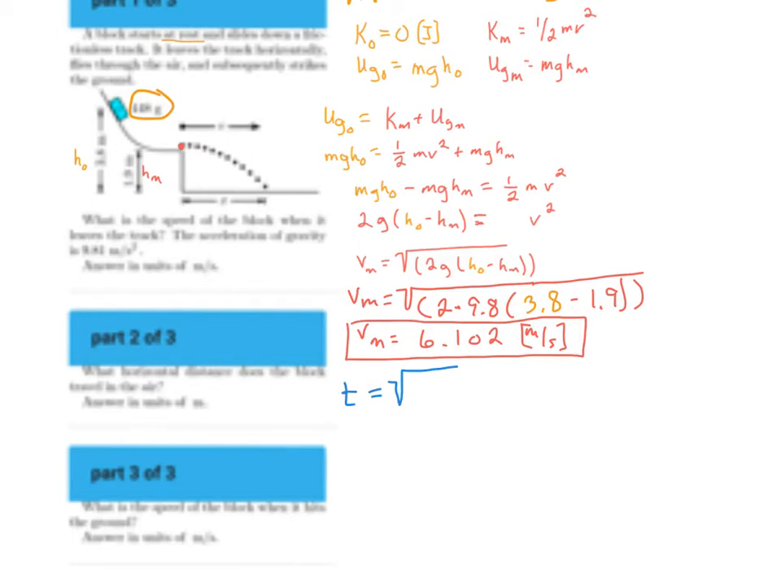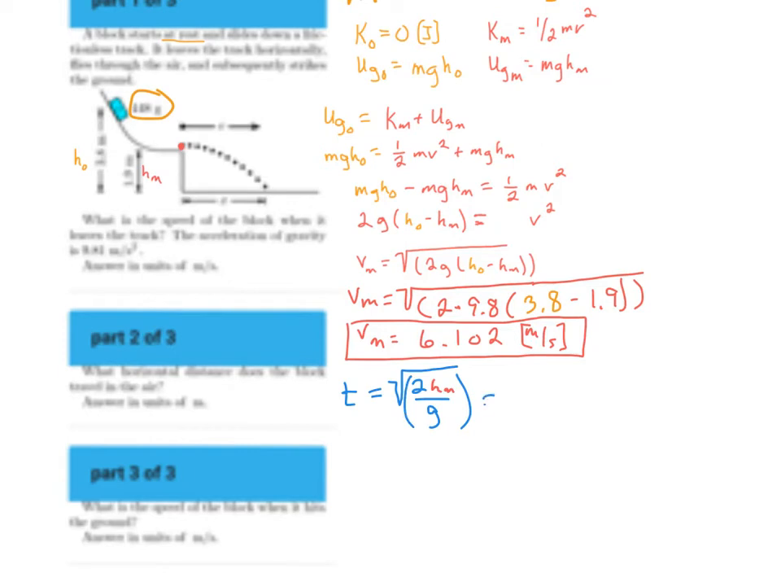We're going to manipulate that for the y-axis, and move around to solve for the time. What's going to come out is the square root of 2 times the height, and we're using the height in the middle, because that's the height that it's falling from at this point. That's when it's becoming a projectile. Divided by gravity. So divided by 9.8.